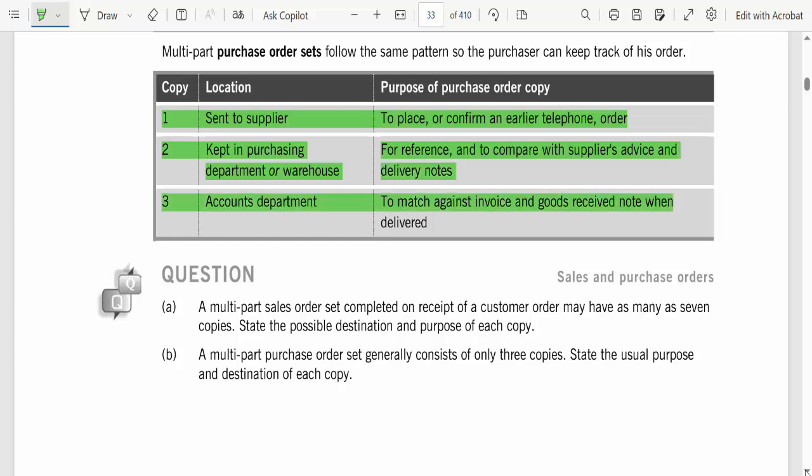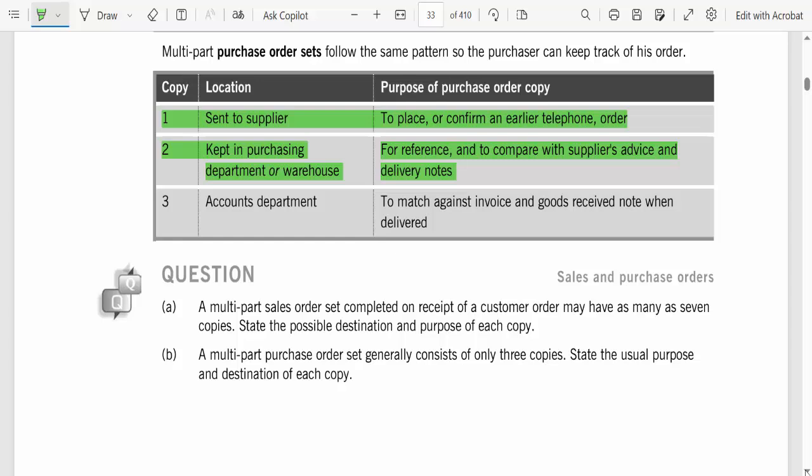Purpose: this copy stays in the buyer's purchasing or warehouse department for easy reference. It's used to compare with the supplier's delivery and advice notes to make sure everything matches. Example: when the parts arrive from XYZ Supplies, the warehouse team checks the items against this copy to ensure they received the correct products and quantities.